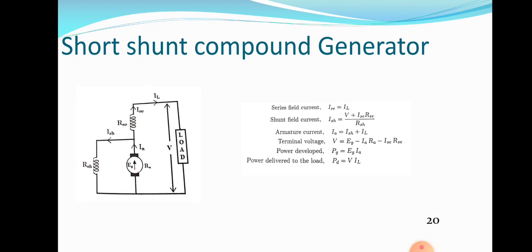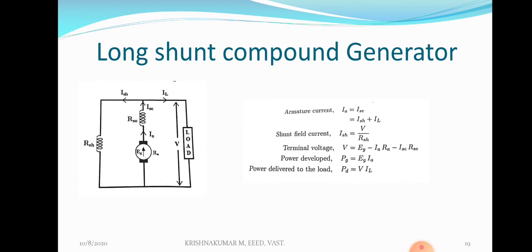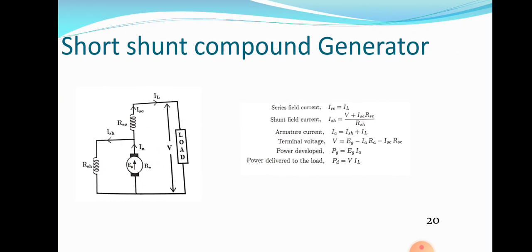So the shunt field winding is shorted with the armature. After that, the series field winding is connected in series with this parallel combination. So in this case, IA is not equal to ISC. Look at the previous case: IA is equal to ISC because armature and series field are in series. Here, the whole armature current is not flowing through the series field. A split up of armature current takes place before it enters the series field, because a parallel branch is there.